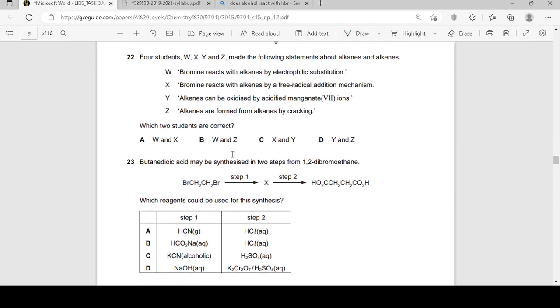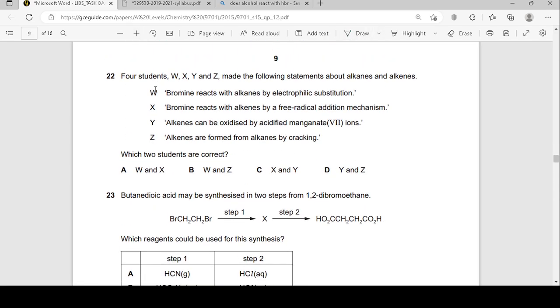Let's go to the next question now instead of wasting time. I know I sometimes waste a lot of time. Four students, W, X, Y, and Z. What type of names are those, bro? Okay, anyways, they made the following statements about alkanes and alkenes.